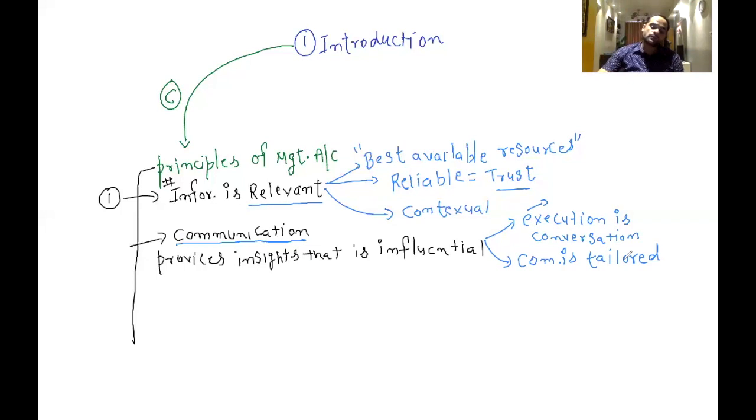Communication is tailored. What does it mean? It means that whatever information we are giving, we are not using the specific language that we got from someone else. For example, in an organization, we have three levels of management, or three levels of people: top management, middle management, and bottom management, right?